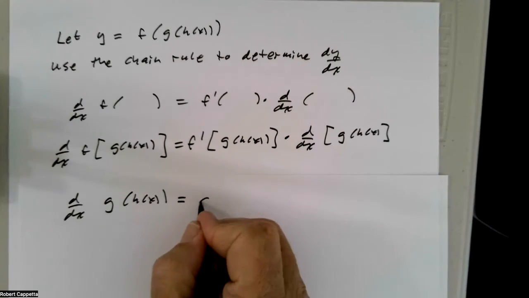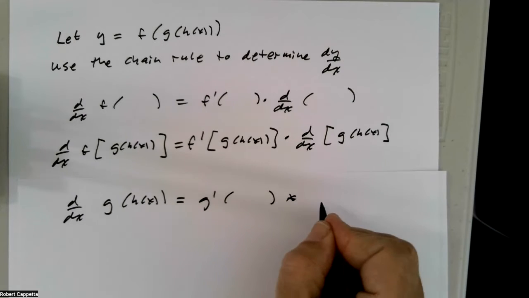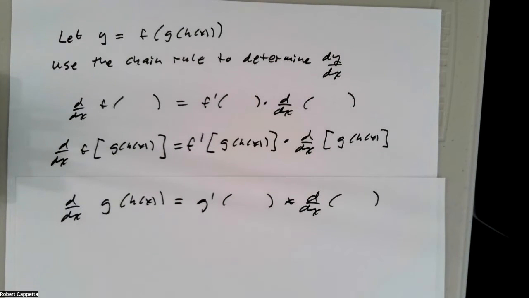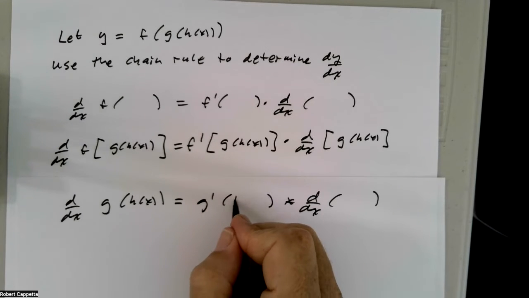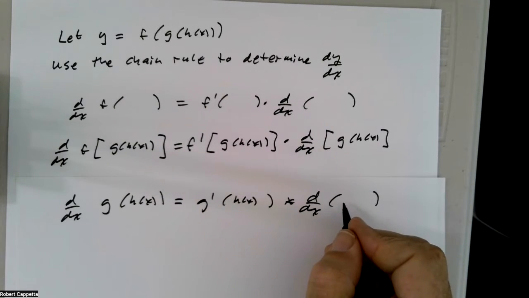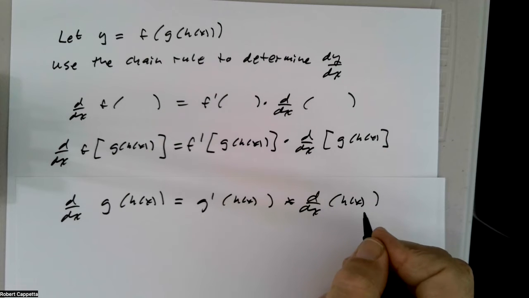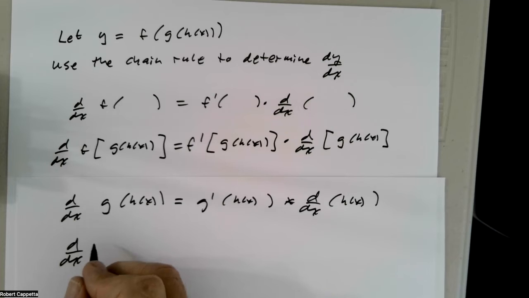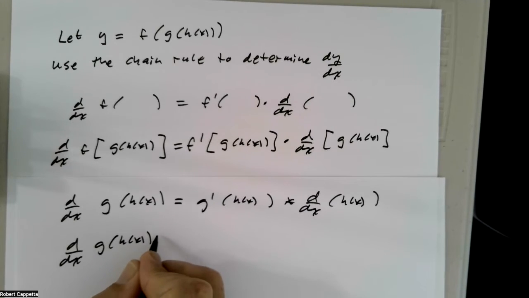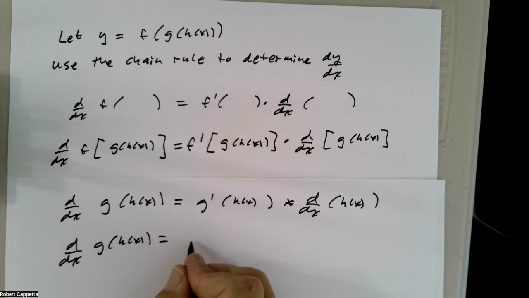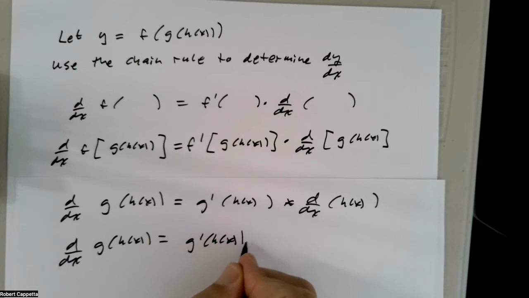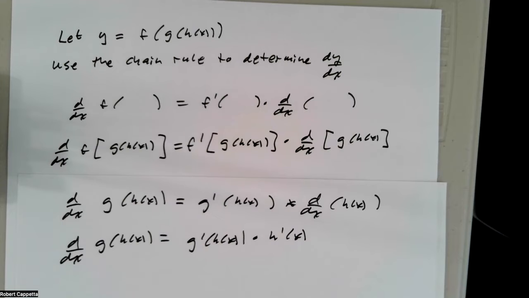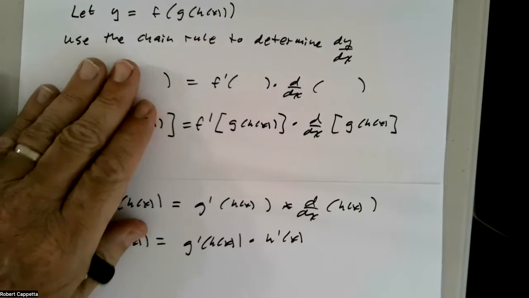The derivative of g of something is g prime of the something times the derivative of the something. So in this case, my something is h of x. So I have g prime of h of x times the derivative with respect to x of h of x. So what I get for that piece is the derivative with respect to x of g of h of x is g prime of h of x. The derivative with respect to x of h of x is just h prime of x. So we're going to plug that in there for this piece.